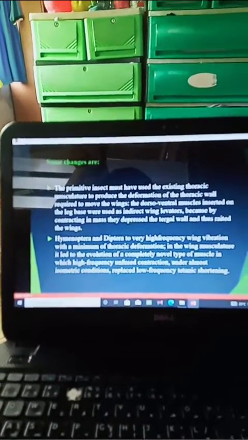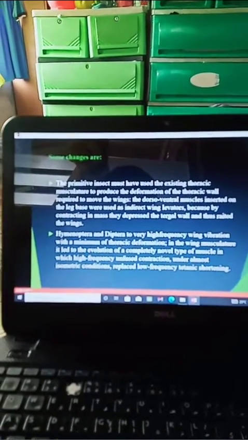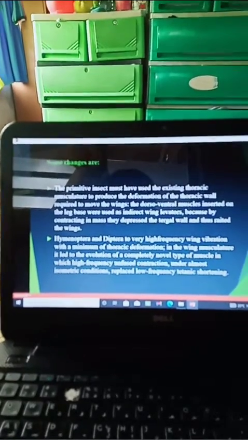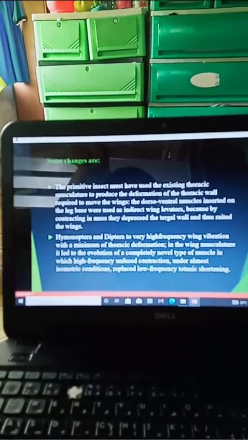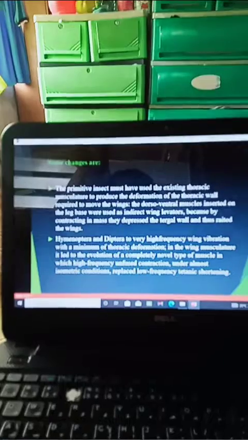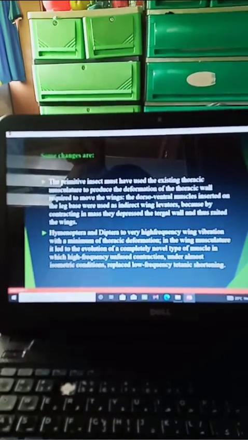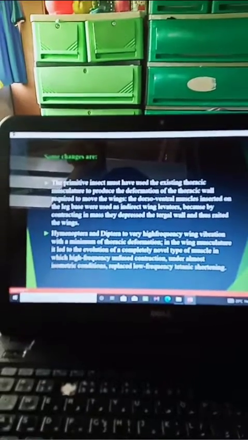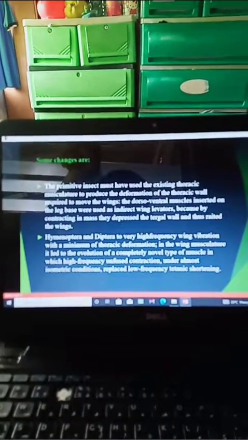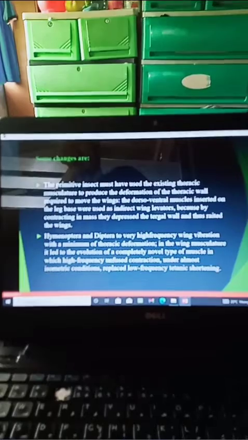Hymenoptera and Diptera achieve very high frequency wing vibration with a minimum of thoracic deformation in the wing musculature. It led to the evolution of a completely novel type of muscle in which high frequency contraction under almost isometric conditions replaces low frequency tetanic shortening.